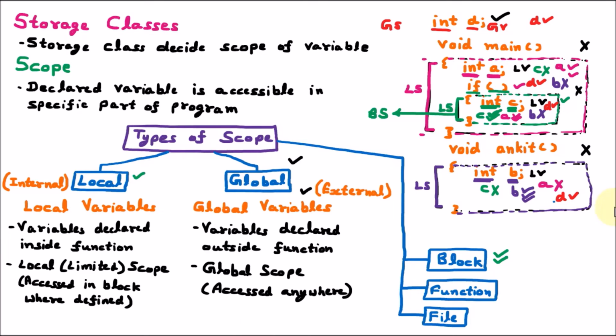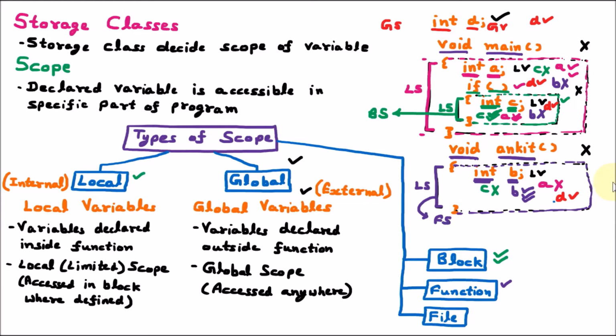Then the next scope we have is the function scope. We know that in this program we have made one function, void Ankit, and one more function, which is void main. So these are the two functions available. Now, if I talk about void Ankit, in this function we have declared one variable, that is int b. This b variable is only accessible inside the function Ankit. So we can say that this scope is called the function scope.